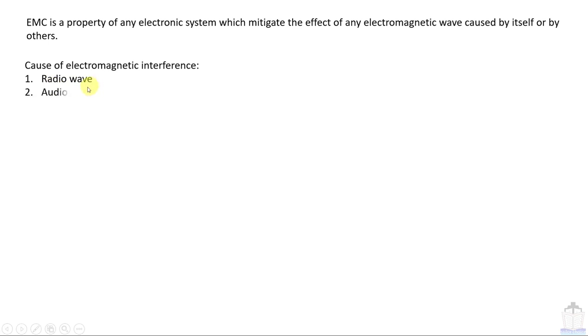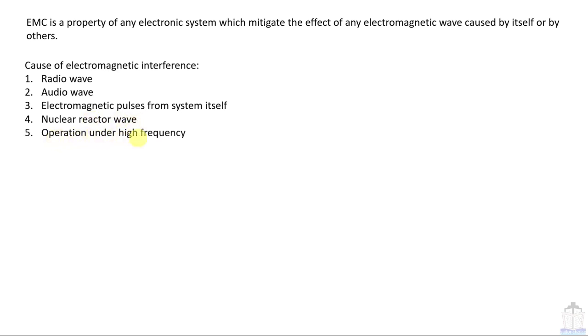So, radio wave, audio wave. Radio wave means when we use a walkie-talkie, then radio waves are generated. So this can also hinder the function of the MPCs. Audio wave means any sort of audio device in use may also interfere with the PLC. Next is electromagnetic pulses from the system itself. A nuclear reactor wave means if your ship is passing near any nuclear reactor, then in the surroundings of the nuclear reactor you might face some electromagnetic waves. So this is also a cause. Another one is operation under high frequency.